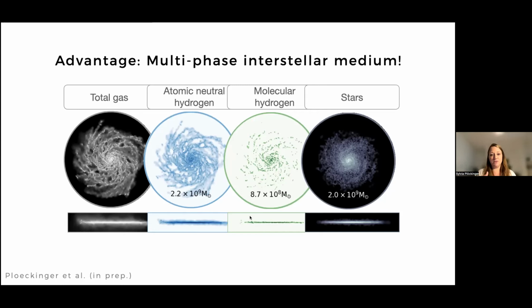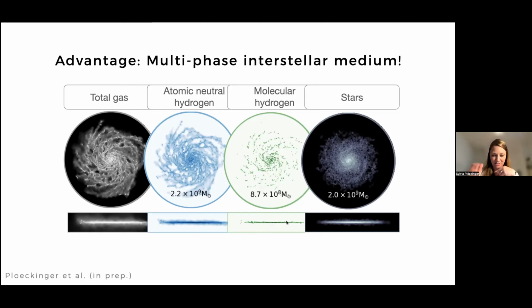And because we don't have this pressure floor, we also get very nice and thin disks for our galaxies, because in the current simulations, this artificial pressure floor stabilizes the disk vertically against collapse. And that means that disks, for example in Eagle, but also in all the other simulations, are too puffy.